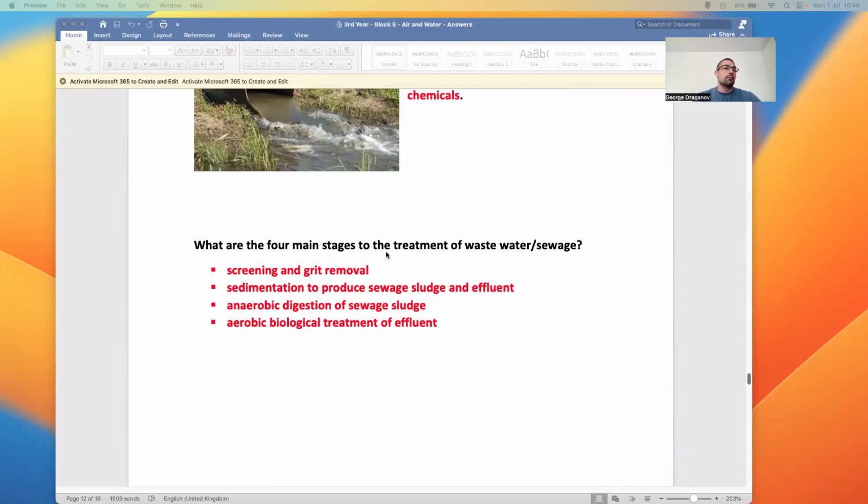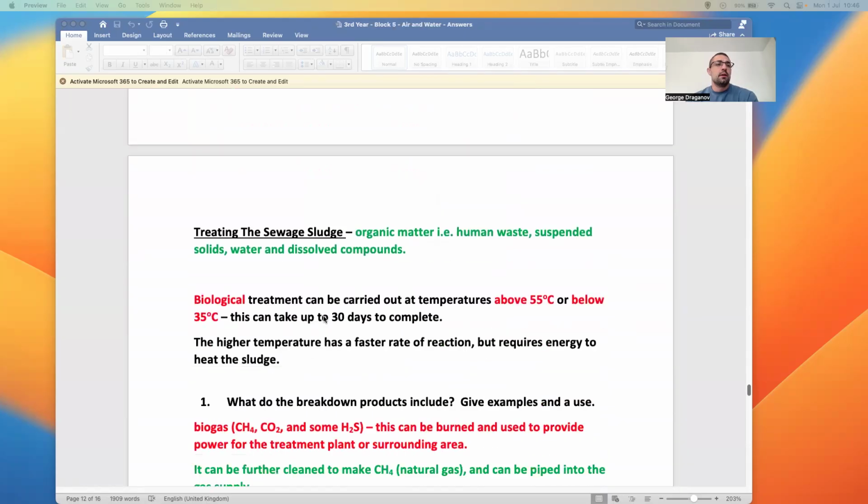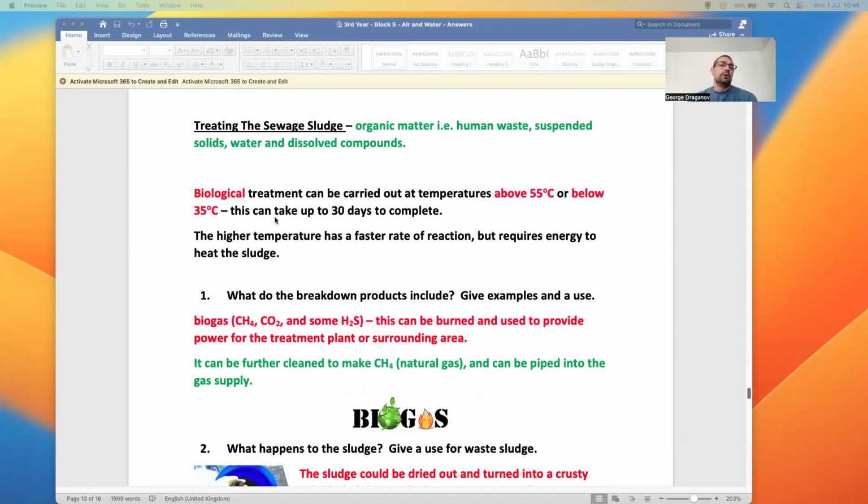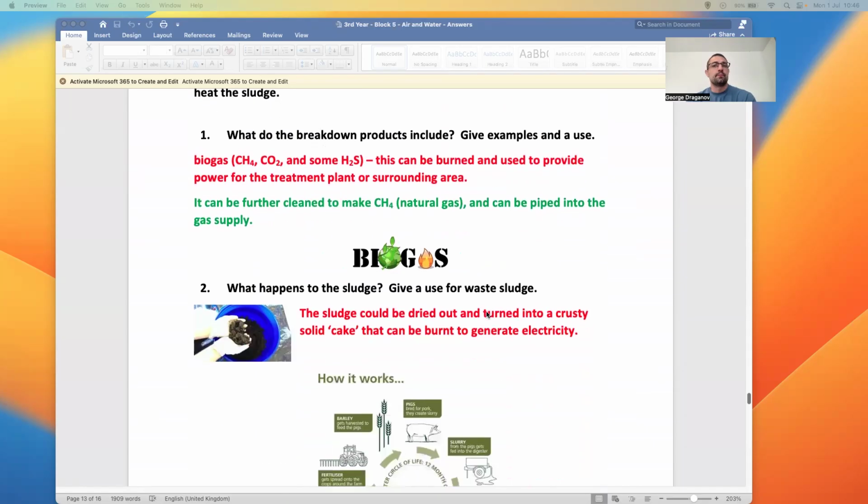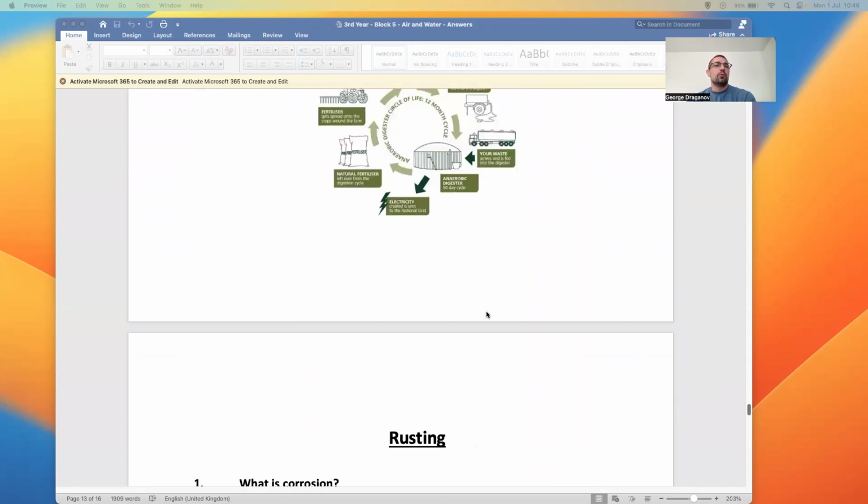So if someone asks you to just summarize the four main stages, you will talk about screening, sedimentation to produce the sewage sludge on the bottom and the effluent on the top, the anaerobic digestion of the sewage, and the aerobic biological treatment of the effluent. And that's all there is to it. Okay, and this describes in a bit more detail what the biological treatment is and what temperature it's carried out at. Okay, so these notes will be attached.